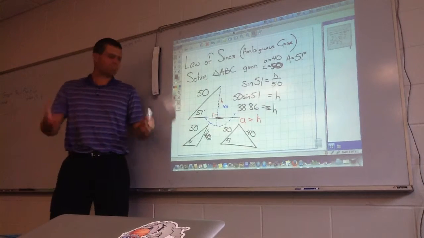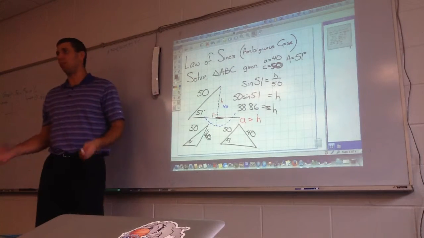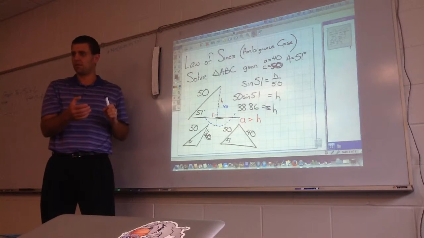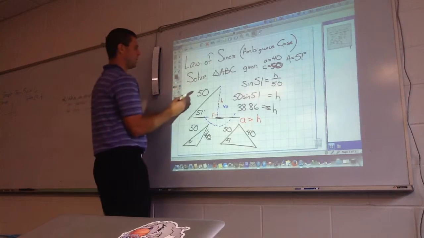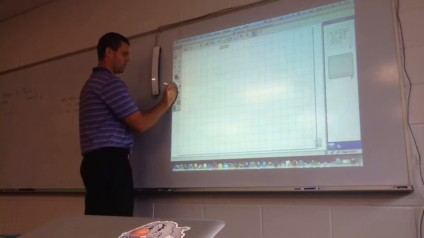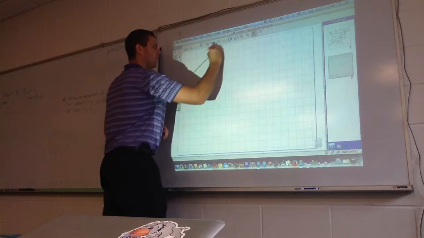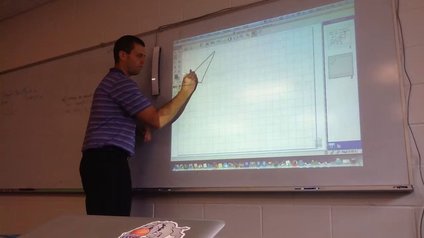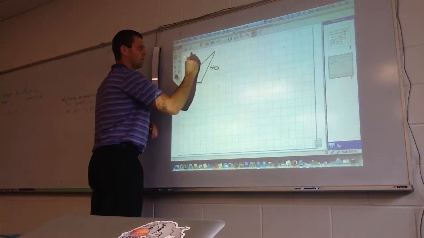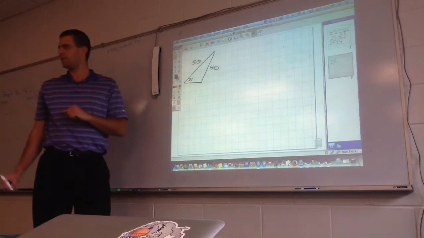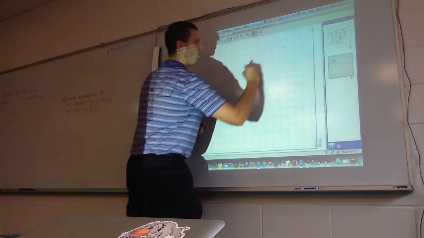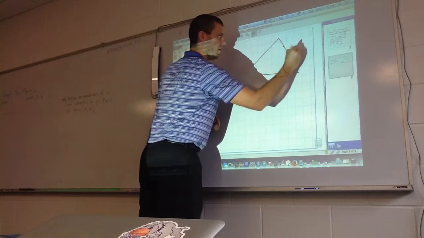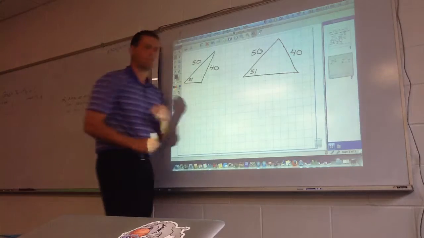Okay, so now we realize there are two triangles, so we've got to solve them both. I personally like drawing both triangles separately. Okay, so I'm going to go to my next screen here. I'm going to draw the one triangle where this side came back towards me. So 51, 40, and 50. And then I'm going to draw the other triangle where this side went away. Still 51, 40, 50.